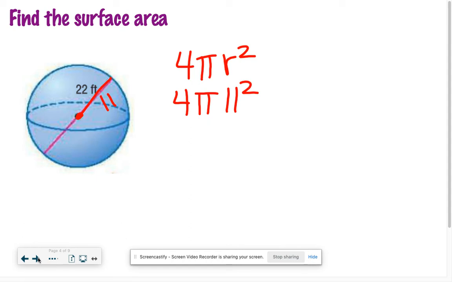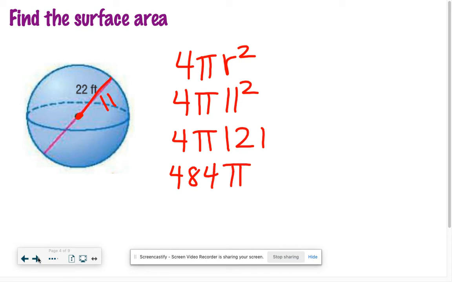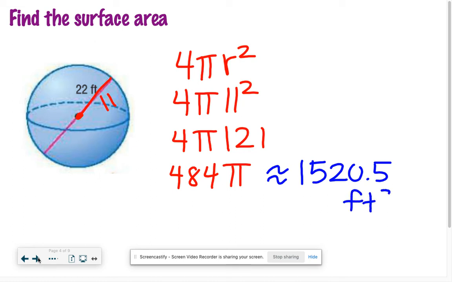Again, this is calculator work. You simplify as much as you need to. I'll do it in a couple steps here. 11 squared is 121. 4 times 121 is 484. Take that times pi, you should get approximately 1,520.5 feet squared.